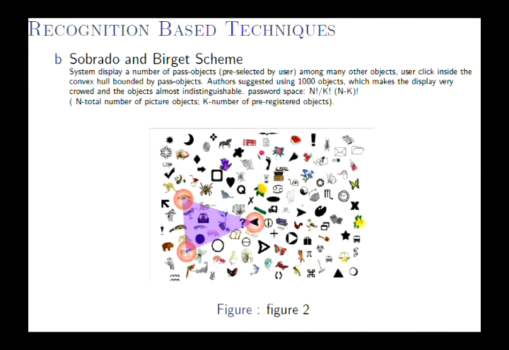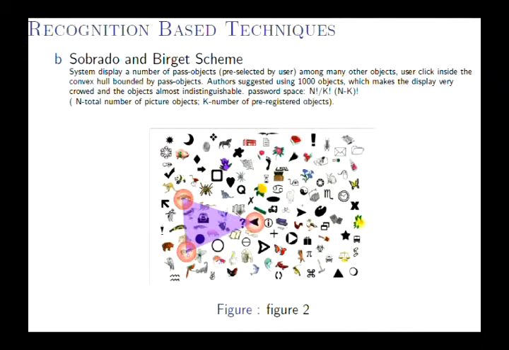The second one is the Brostoff and Sasse scheme. In this scheme, the system displays a number of pass objects among many other objects. Users click inside the convex hull boundaries formed by the pass objects. The authors suggested using 1000 objects, which makes the display very crowded and objects almost indistinguishable. The password space is factorial n upon factorial k, factorial n minus k, where k is the number of pre-registered objects and n is the number of picture objects.